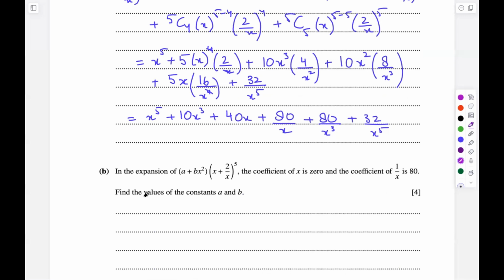In part B, it says in the expansion of (a + bx^2) into (x + 2/x)^5, the coefficient of x is 0 and the coefficient of 1/x is 80. We have to find the values of the constants a and b.